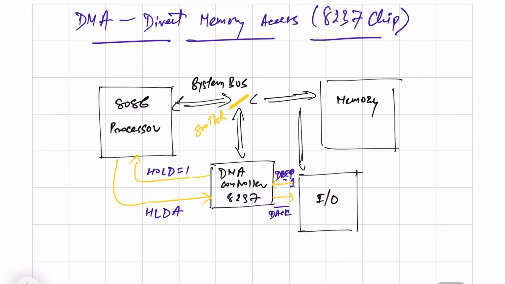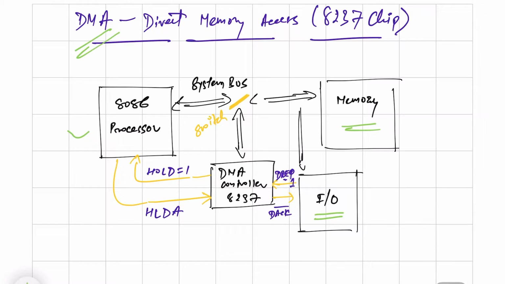Okay, let's discuss direct memory access, DMA. The 8237 chip is used as a DMA. Now the first question is why we need this DMA. If you consider a normal scenario, you have a processor, in our case the 8086 processor. You have memory and you have input output.